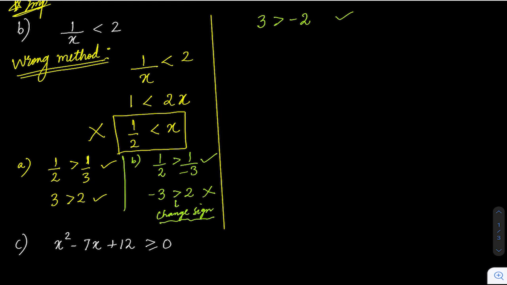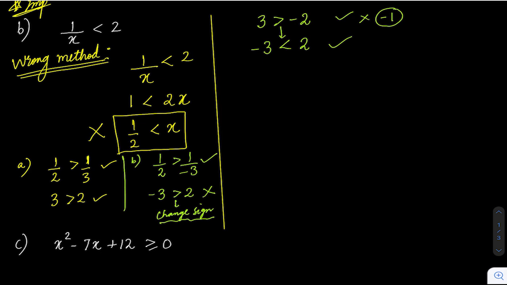Let's say you have 3 greater than minus 2. Obviously, it's true. Now you multiply this whole inequality by, let's say, minus 1. So 3 will become minus 3, and minus 2 will become 2. And now because you are multiplying with a negative number, you have to change this sign. So instead of greater than, it will become less than. Now you can see it's true. So it's perfectly fine. So remember this.